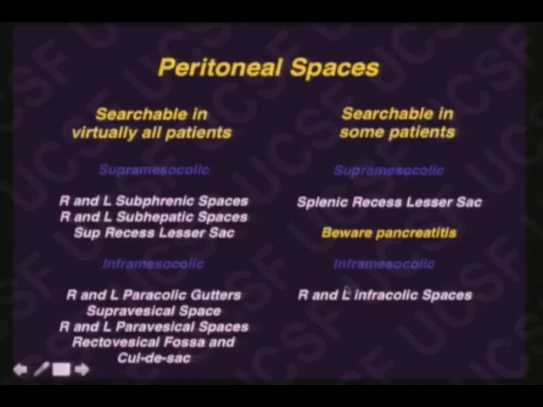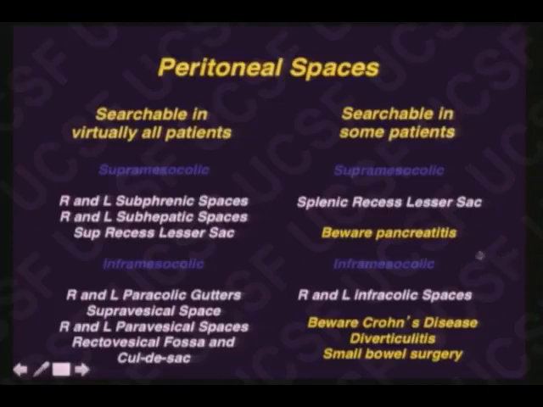I can't always search the right and left infracolic spaces. Where do I have to be aware there? Patients with Crohn's disease, diverticulitis, and small bowel surgery. But otherwise, even on a search and destroy mission, I think the patient has an abscess, don't have a clue where it is, don't know why.